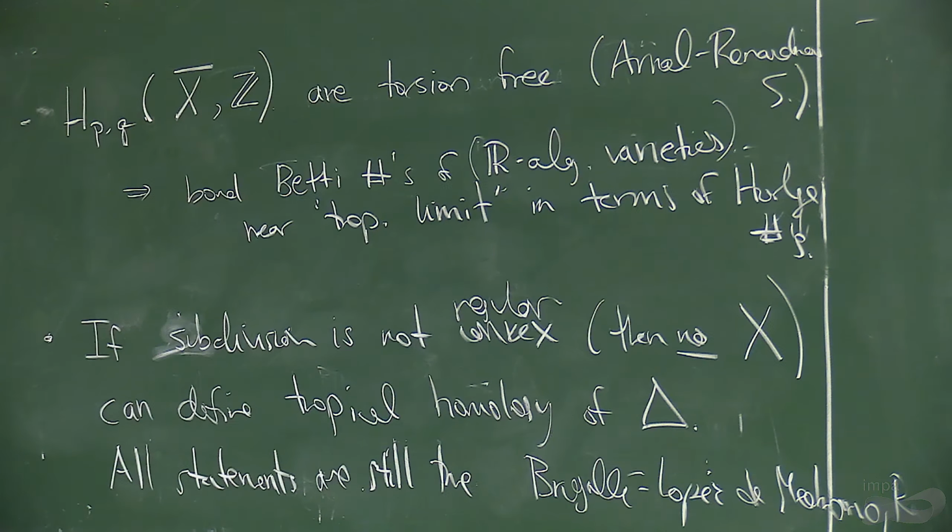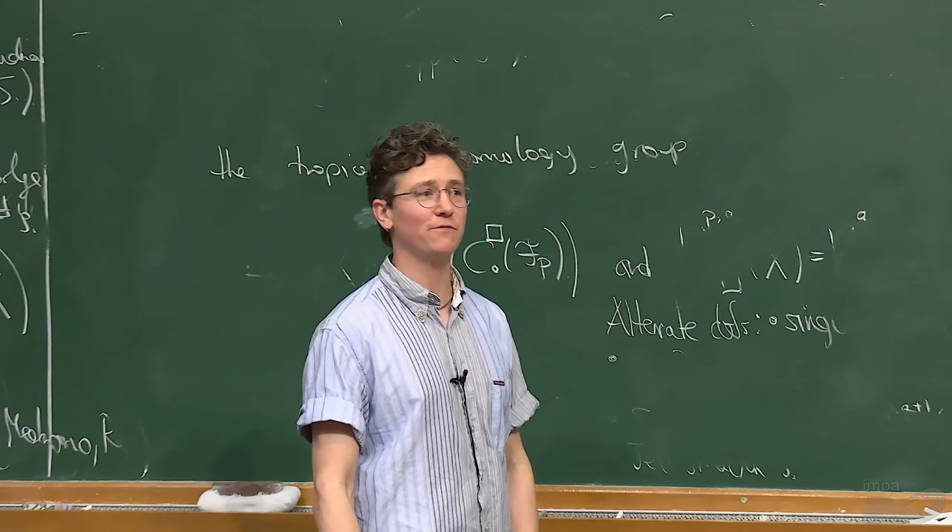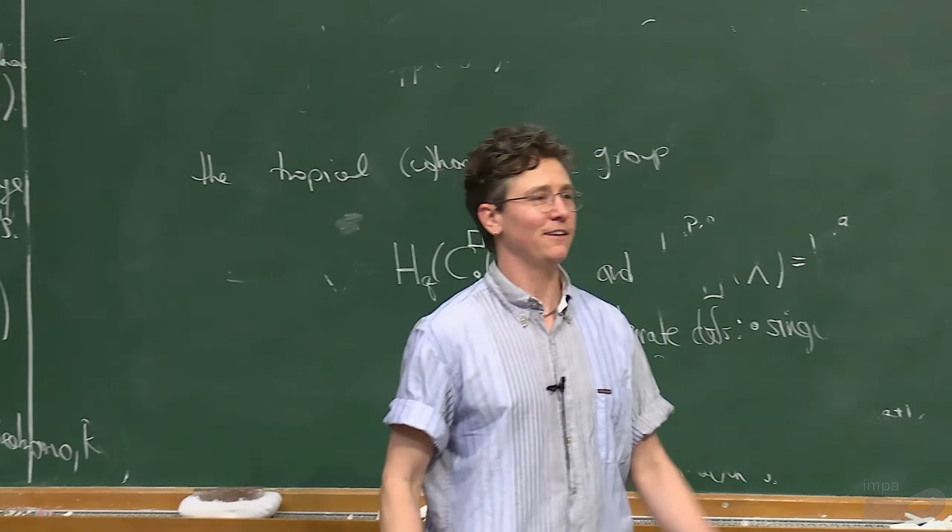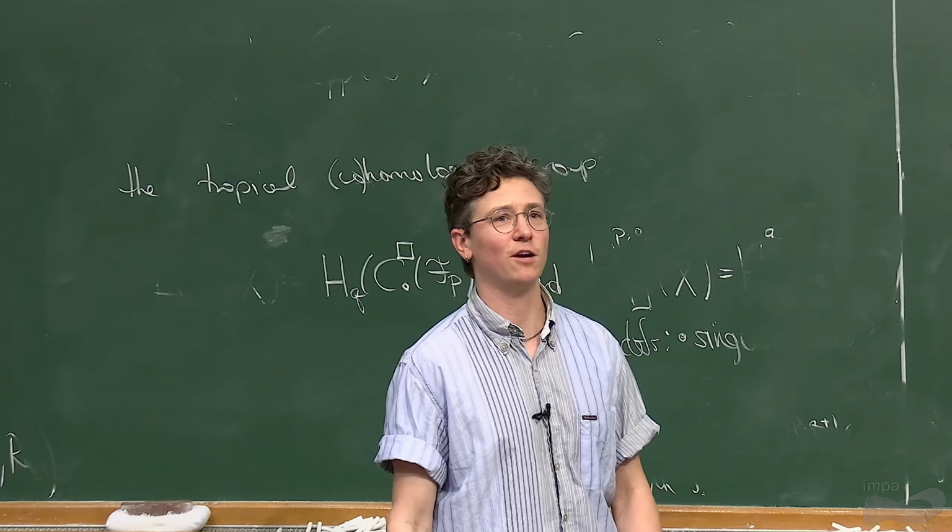Next time we'll come up with tropical compactifications of fans and relate these tropical Hodge numbers to Chow groups of fans.